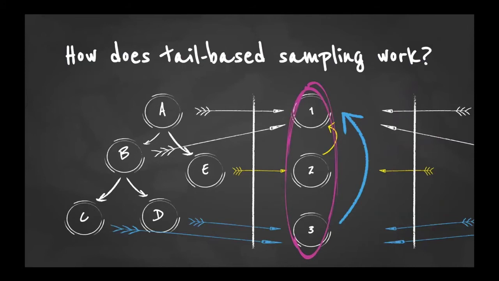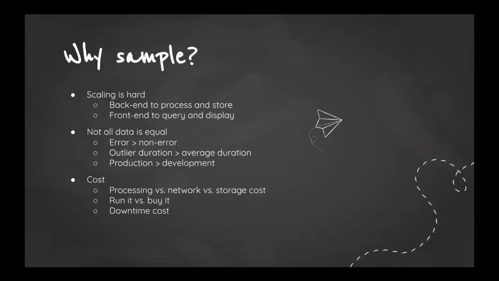The amount of compute power and memory that this requires can be extensive. Depending on the solutions that are available, there may even be disk-related costs as well. That is a cost of leveraging a tail-based sampling solution. So now let's go back to the why. Why would you sample in the first place? And these are some of the common reasons that come up.